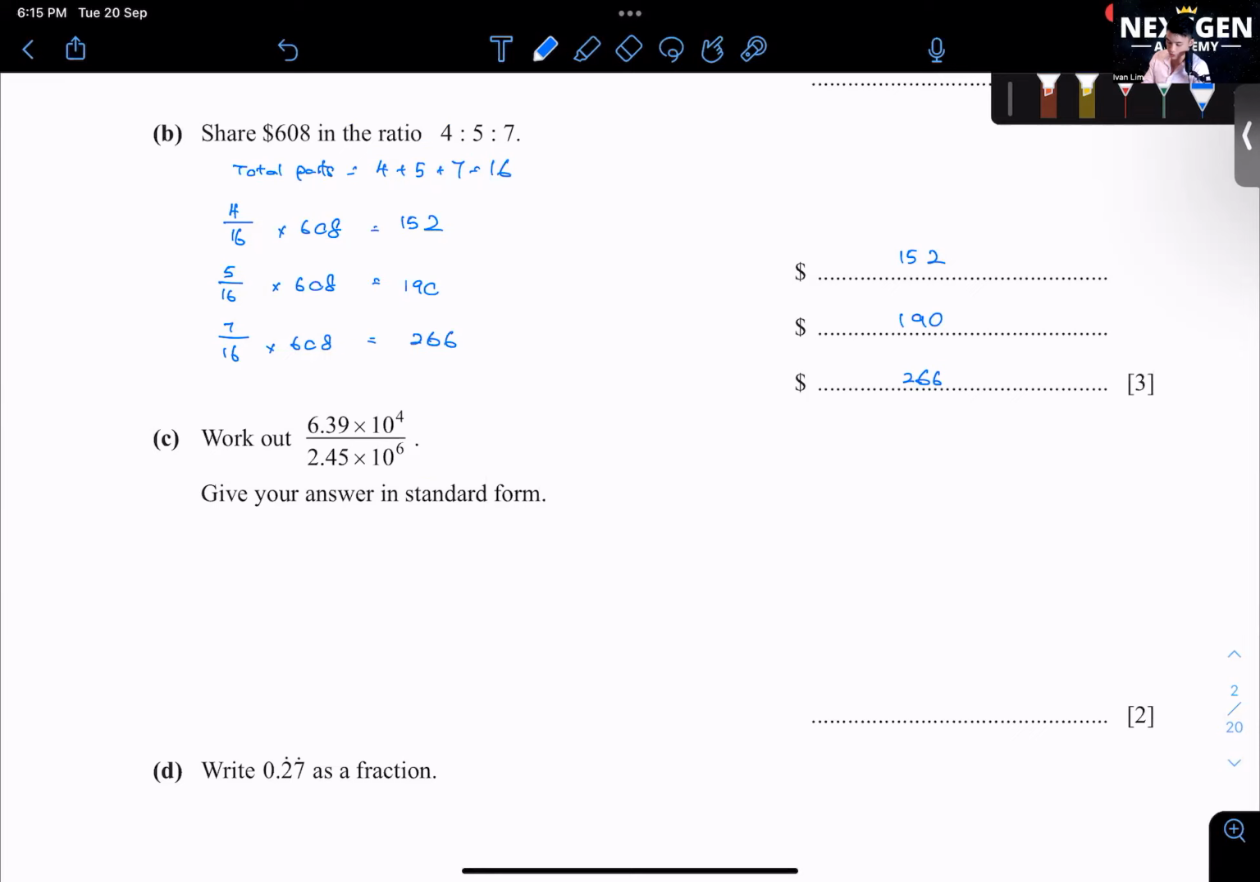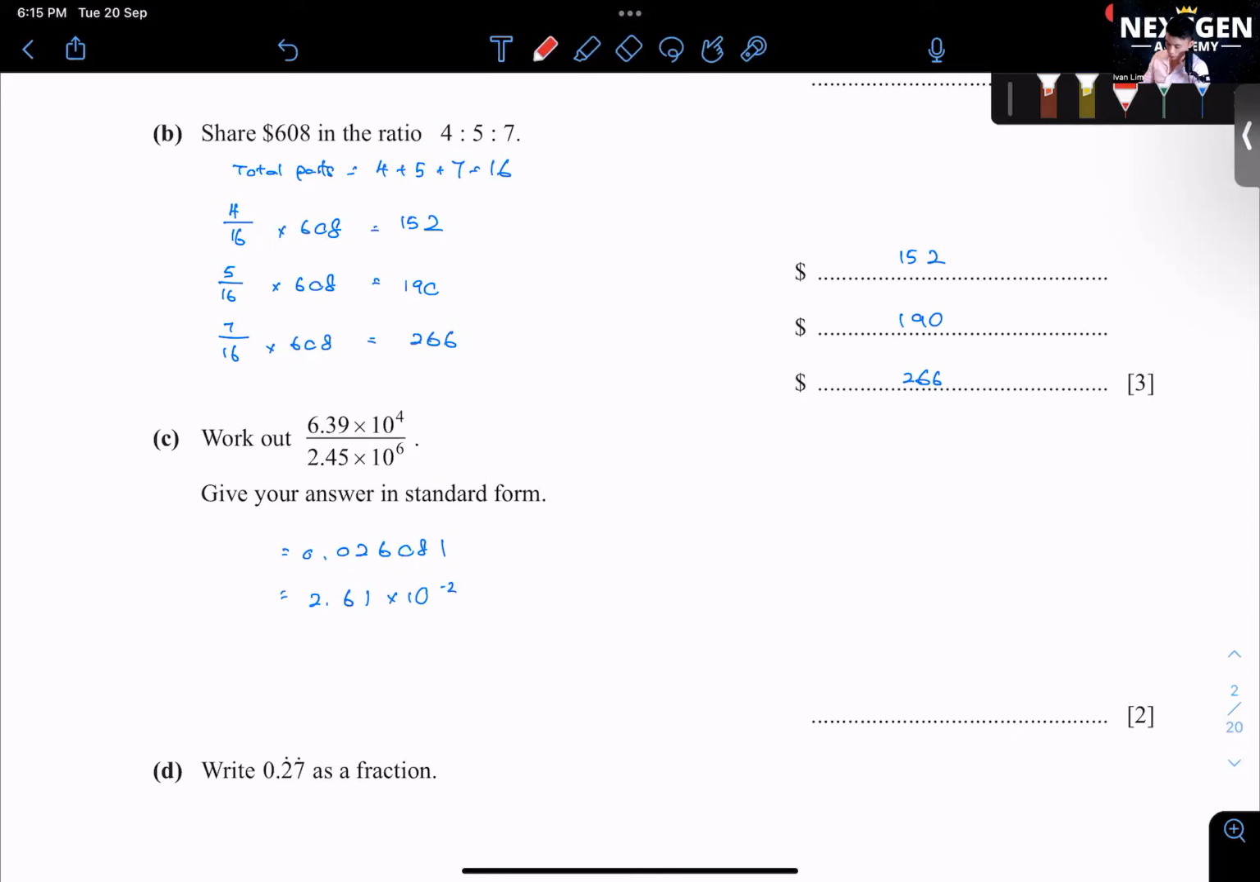So this one you just type into your calculator: 6.39 times 10 to the power 4 over 2.45 times 10 to the power 6. Your calculator should give you this. To be safe, just write it down first, then change to standard form: 2.61 times 10 to the power negative 2. If you want to write more decimal places, this is acceptable.